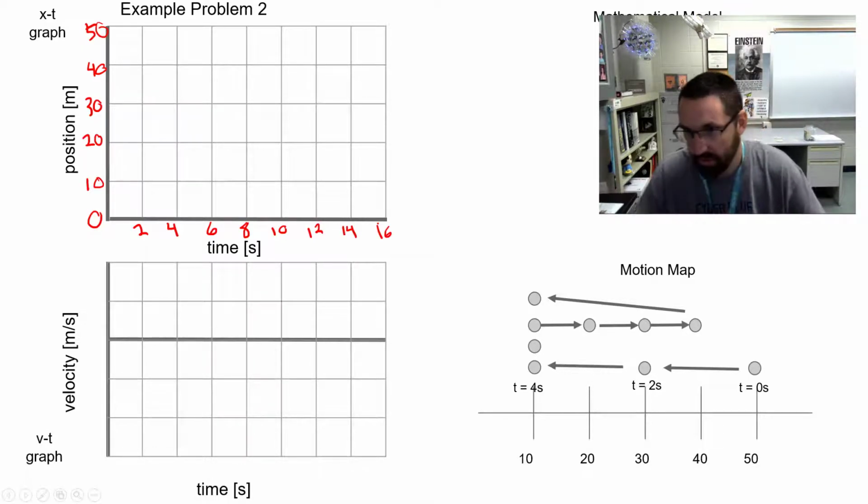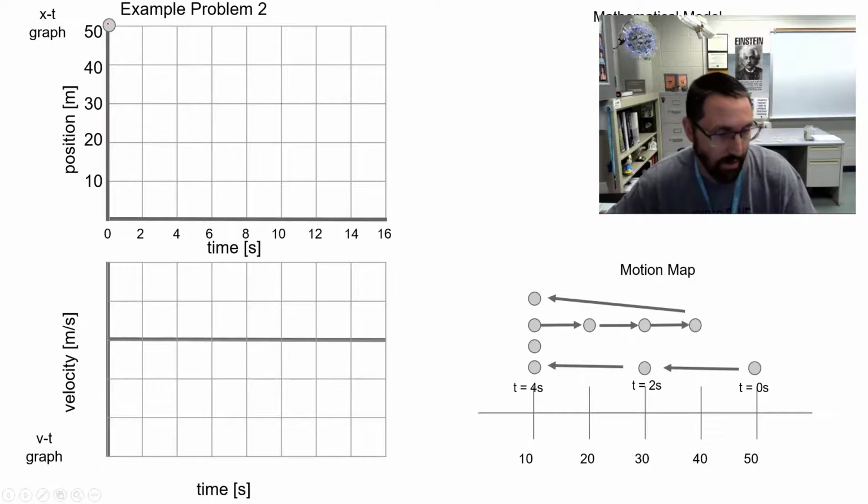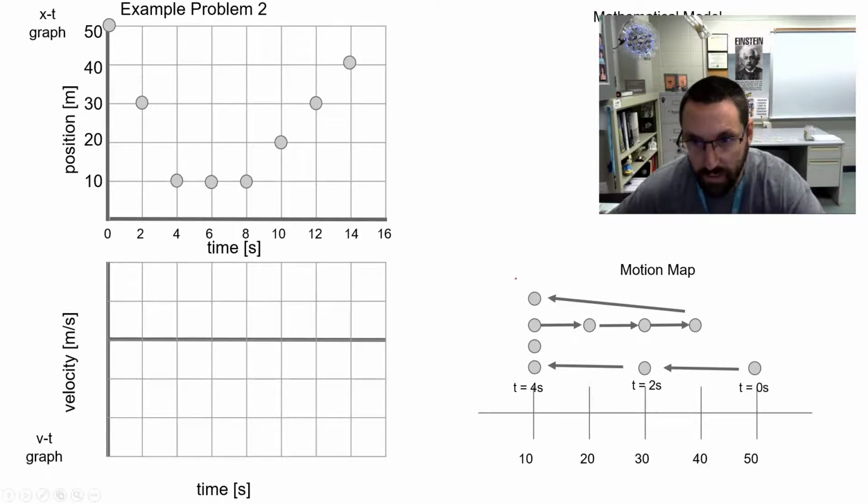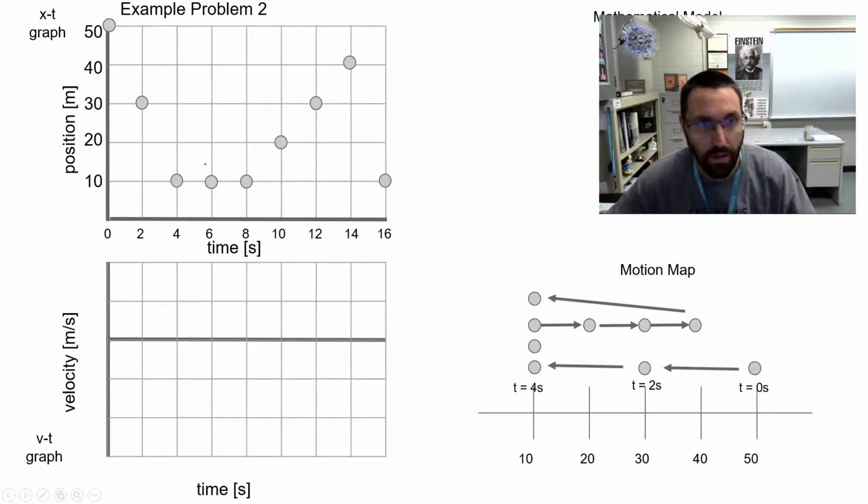The next step is to take those dots and place them where they go. The first one is at 0 and 50, so I got a dot right there. The next one is 2 seconds later, we're at 30, so we place a dot there. Then we're at 10, and we place another dot. Then it stays at 10 for a couple seconds before it starts to increase each second. And then at the last one, it makes a big jump back to the end. And so that's the data that we have.